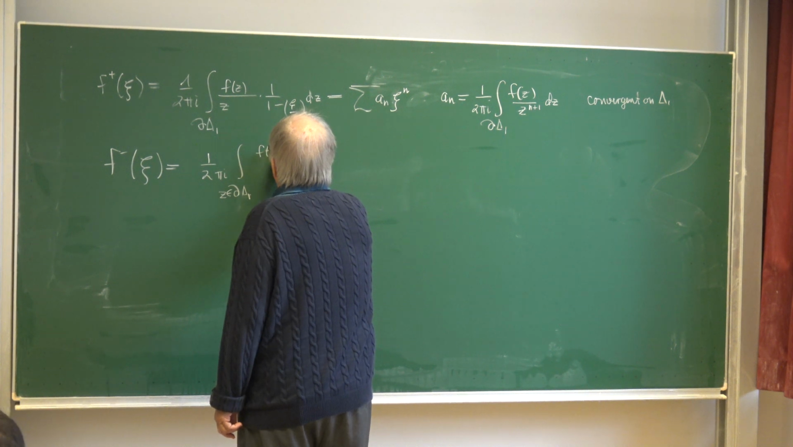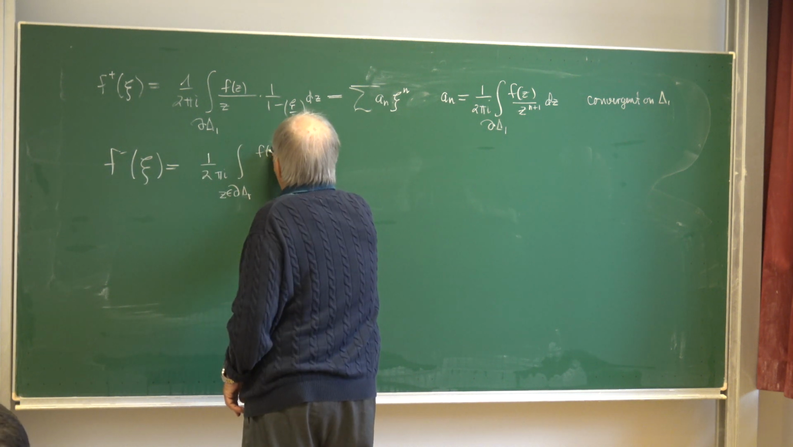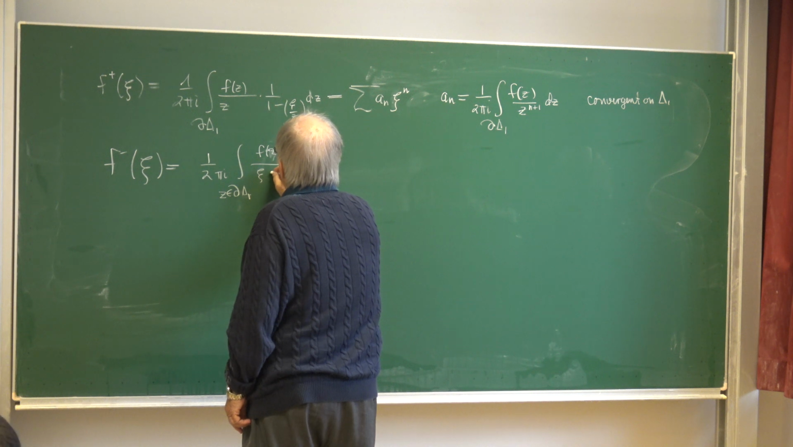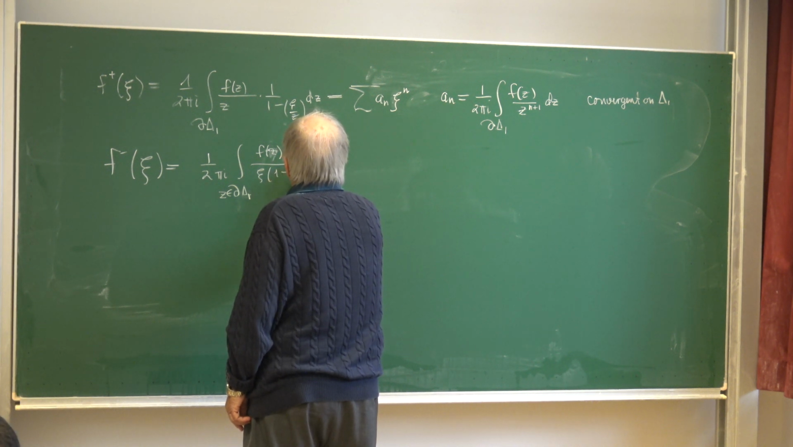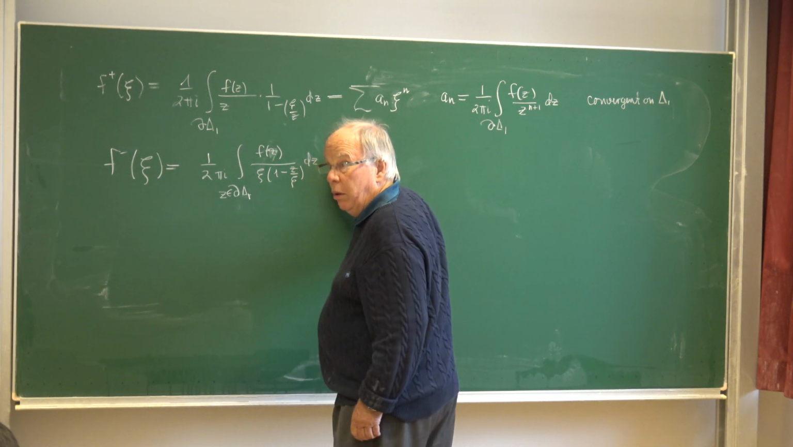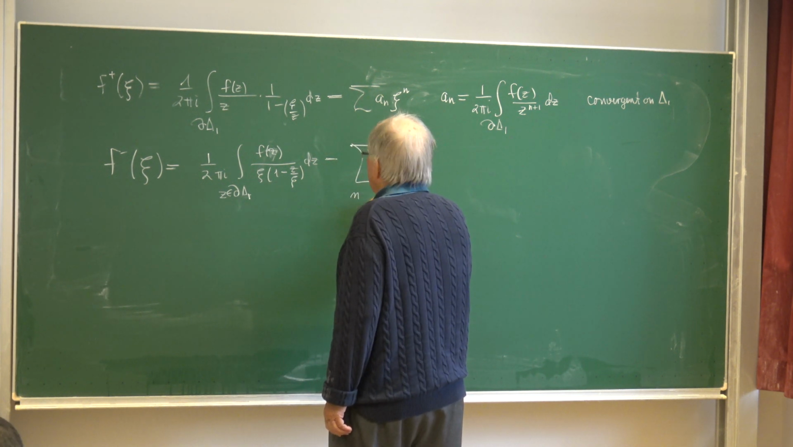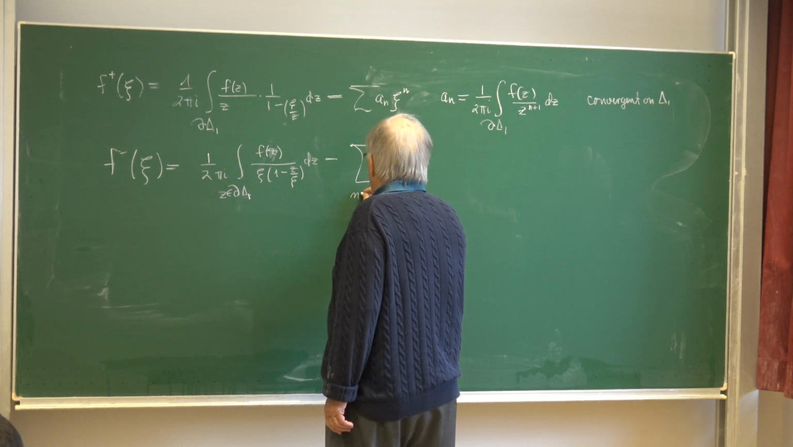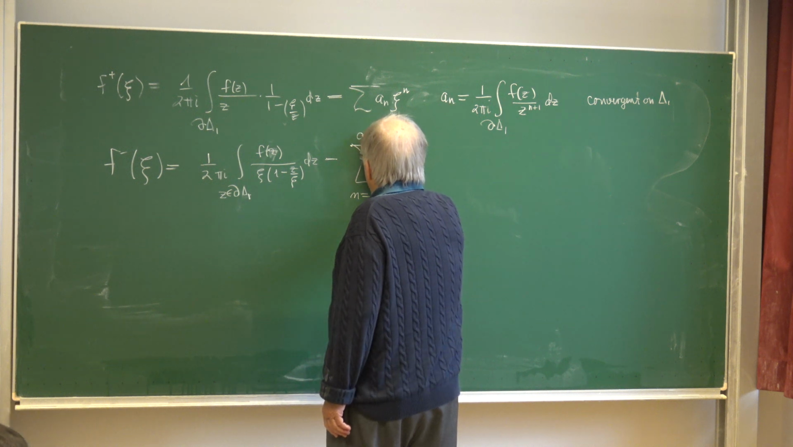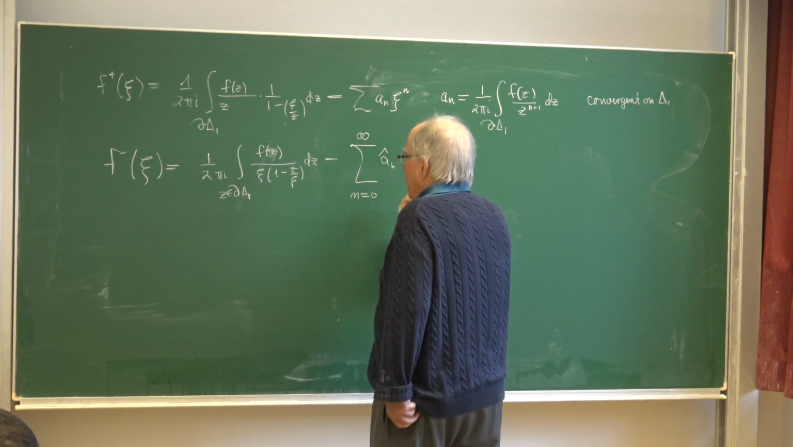So we divide by zeta. So f of zeta, and I put the minus sign out here already. So f of z divided by zeta times 1 minus z over zeta, because I already put the minus sign out there. And this is equal, by the same argument, to a power series, a n hat, n equals 0 to infinity, zeta to the minus n.